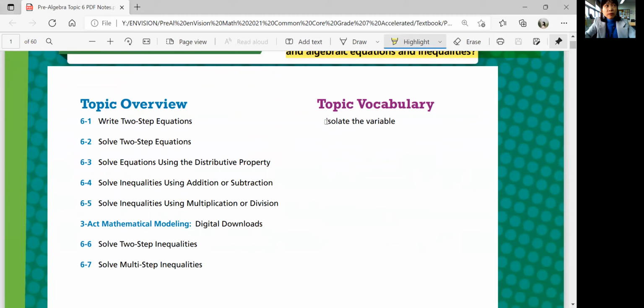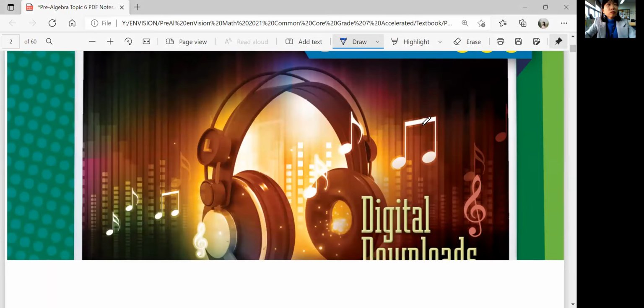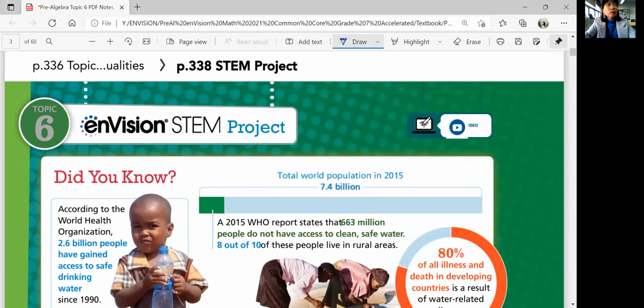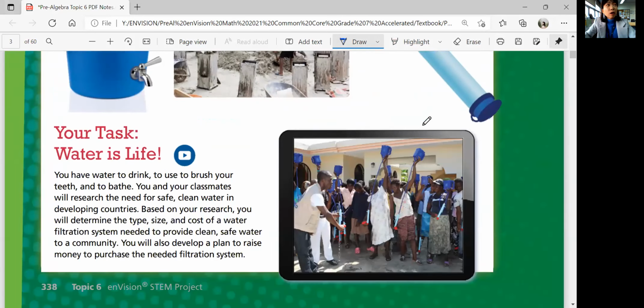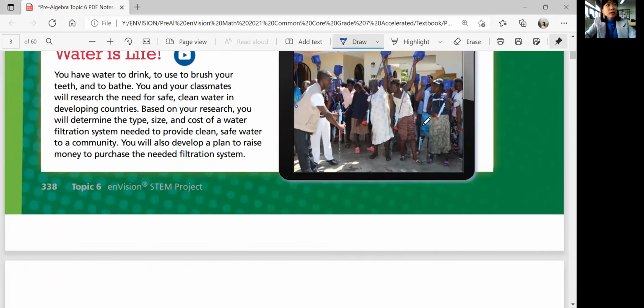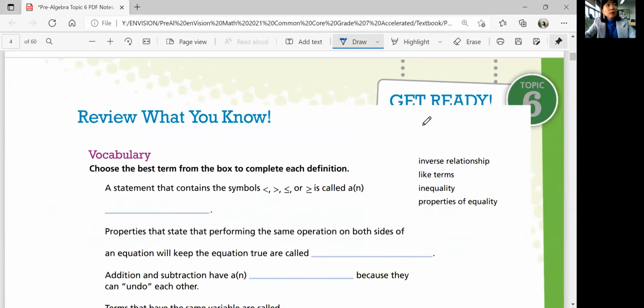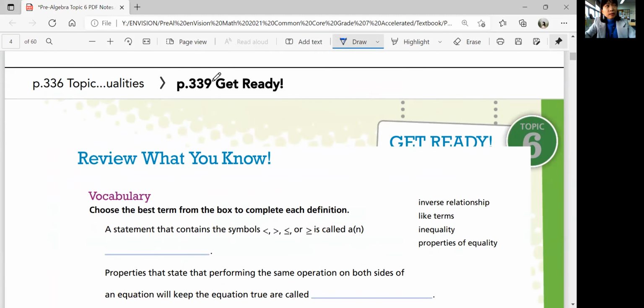The important topic vocabulary is isolating the variable. So you can already see what you're doing in this whole topic. Okay, we got some STEM projects relating to water. Let's start with page 339.